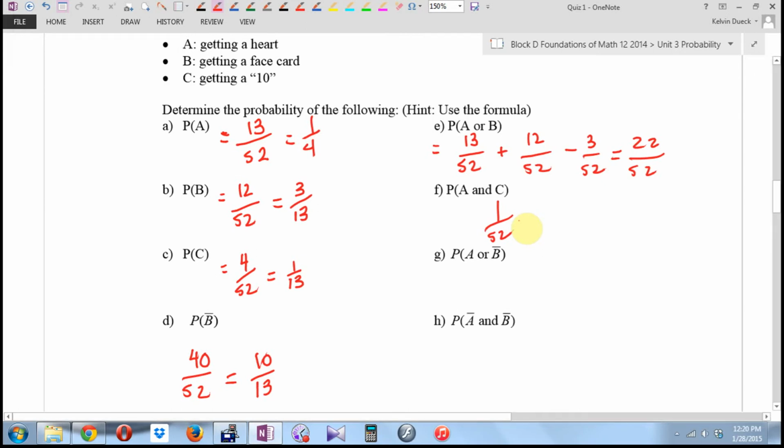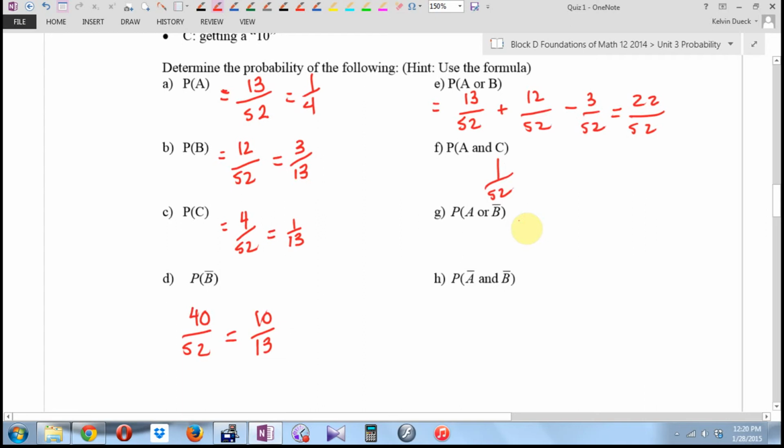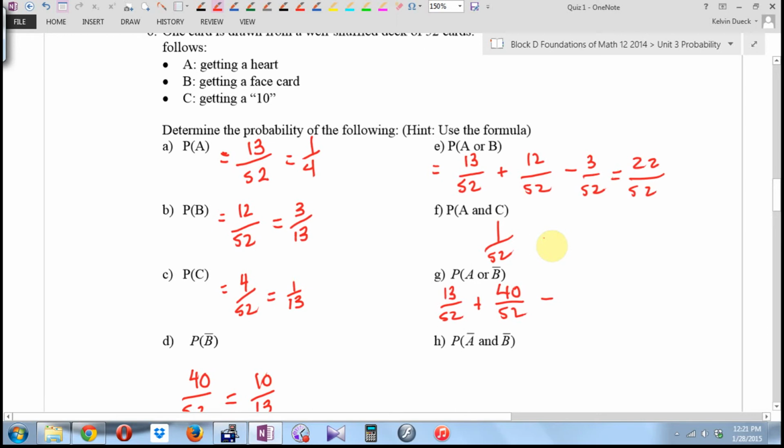Okay, G and H are tougher. It says A or not B. Okay, I'm going to say that's going to be A plus not B minus any overlap. A, 13 out of 52 plus not B. Hey, I have that over there. 40 out of 52 minus how many cards are hearts and not face cards? No one else answer. How many cards are hearts and not face cards?